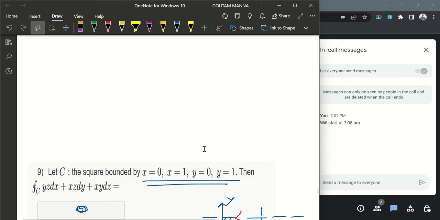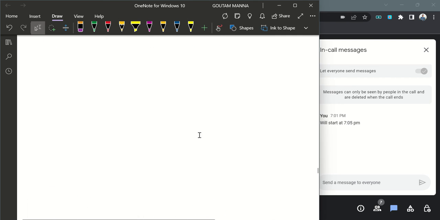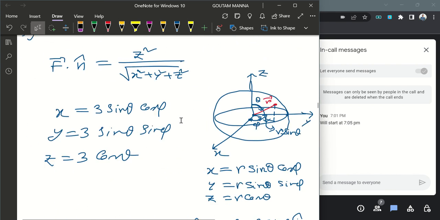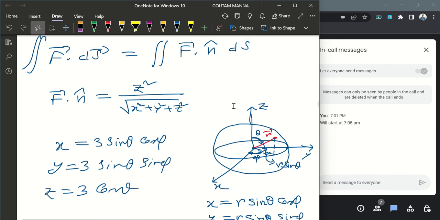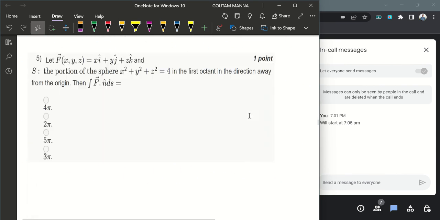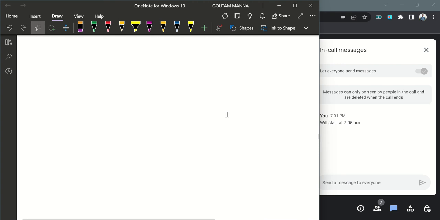Okay, we are already out of time, so I will solve these problems. These are similar to the problem we did in the first four problems, the same kind of problem. I will solve these three and upload them.